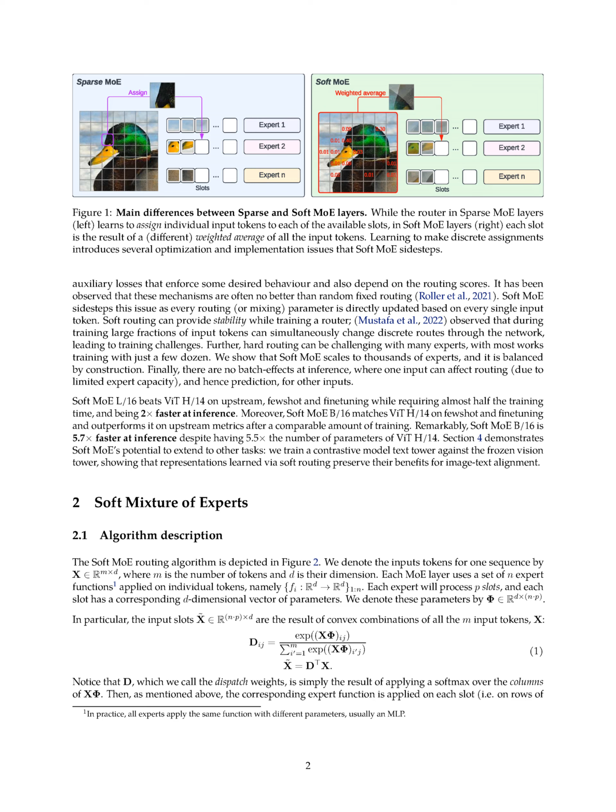We have a sequence of input tokens, represented as X. This sequence is in a space of dimensions m by d, where m is the number of tokens and d is the dimension of each token. In the soft MOE layer, we use a set of n expert functions. These functions are applied to each individual token.